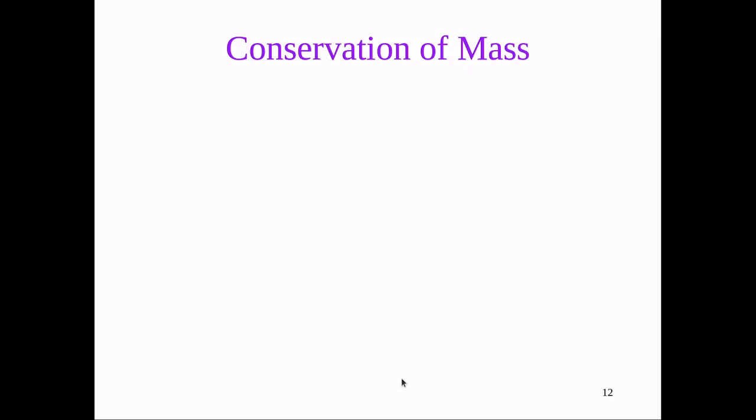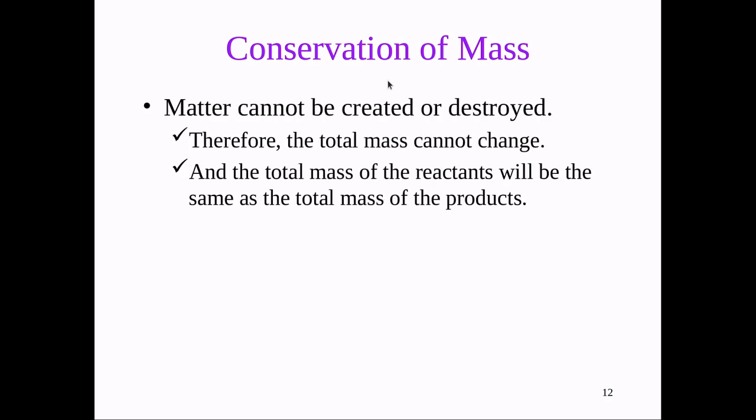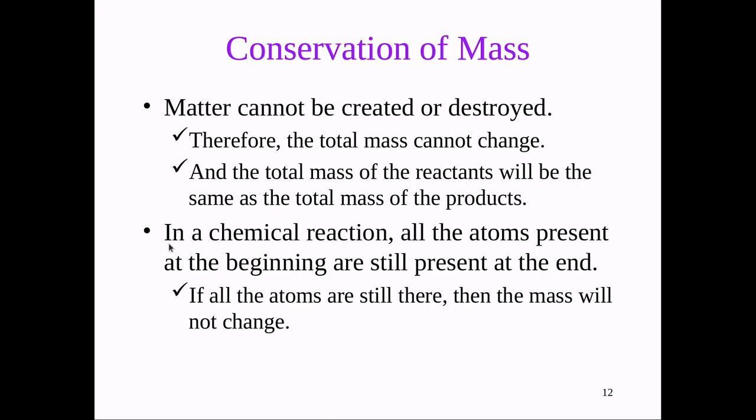An important thing to keep in mind is that we still have our conservation of mass. So we know that matter cannot be created or destroyed. Therefore, the total mass before and after the reaction cannot change. And the total mass of the reactants will be the same as the total mass of the products. In a chemical reaction, all the atoms present at the beginning are still present at the end. If all the atoms are still there, then the mass will not change, right? So we're not changing the type of atoms we have, and we're going to have the same number of atoms at the beginning and the end.